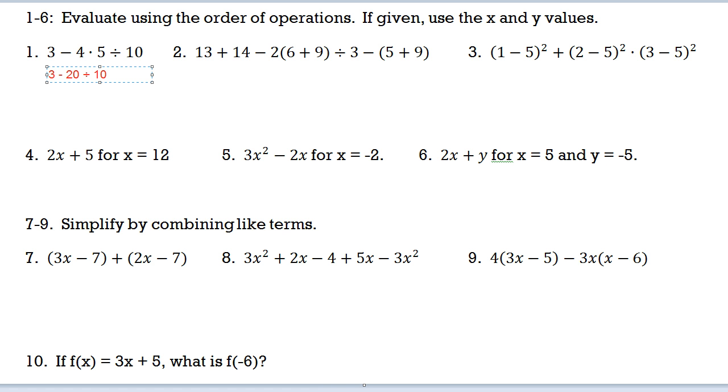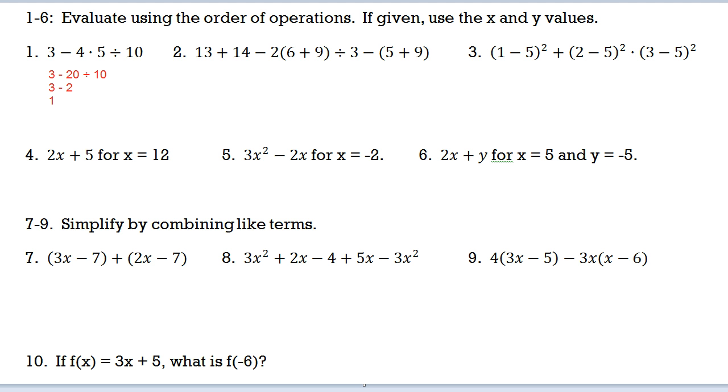All right, now let's take a look at what would be next in our order of operations. Well, we would have to do 20 divided by 10. Division is going to be the next step here. 20 divided by 10 is 2, so that's going to give you 3 minus 2. And so the answer came out to 1. All that work and we get 1. Hey, whatever, sounds good to me.